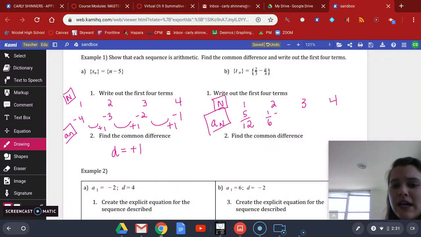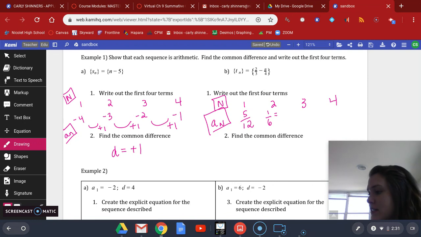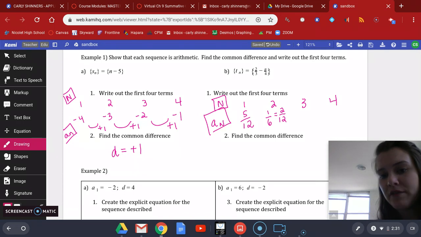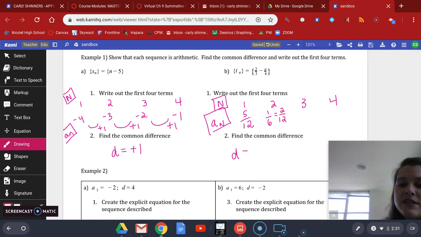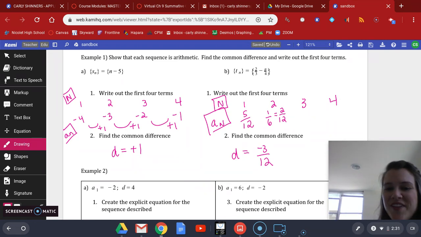Now, it might help in order for us to see what is going on to write 1/6 as a 12th. If I multiply top and bottom by 2, 1/6 is obviously the same as 2/12, right? So it looks like my common difference, what I'm subtracting here, is 3/12, right? 5 minus 3 is 2, the last time I checked. So it looks like I'm subtracting 3/12, but let's see what keeps happening here. Let's make sure the pattern holds true.